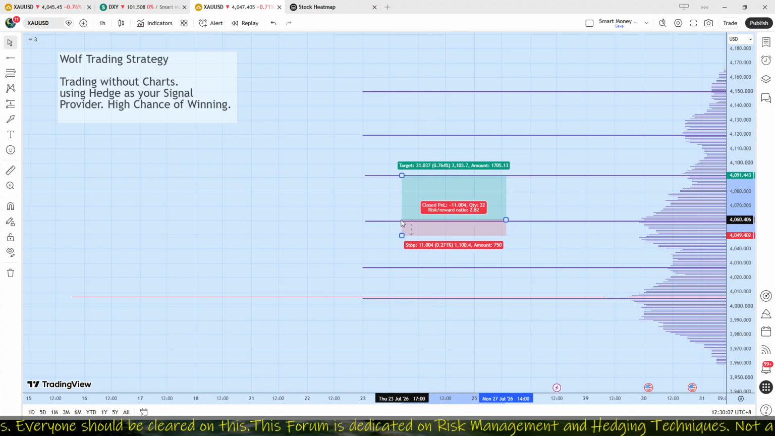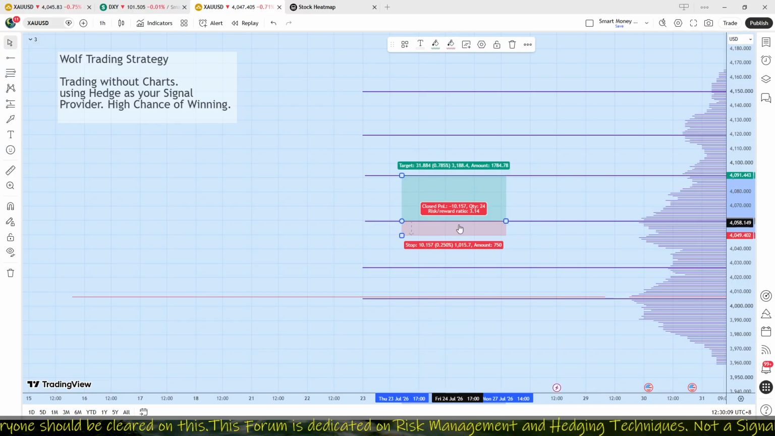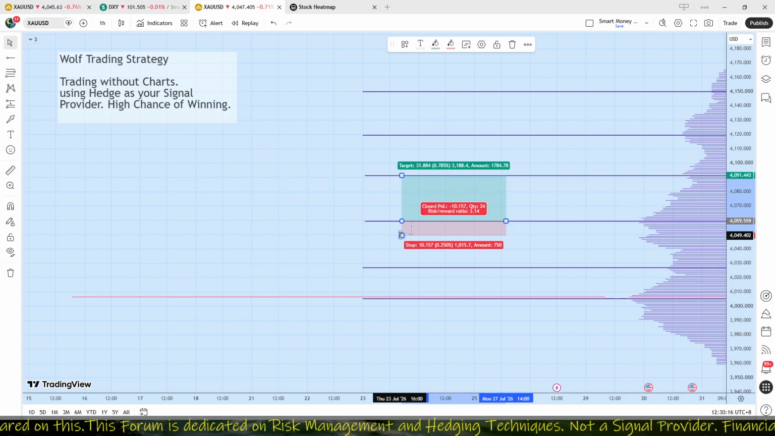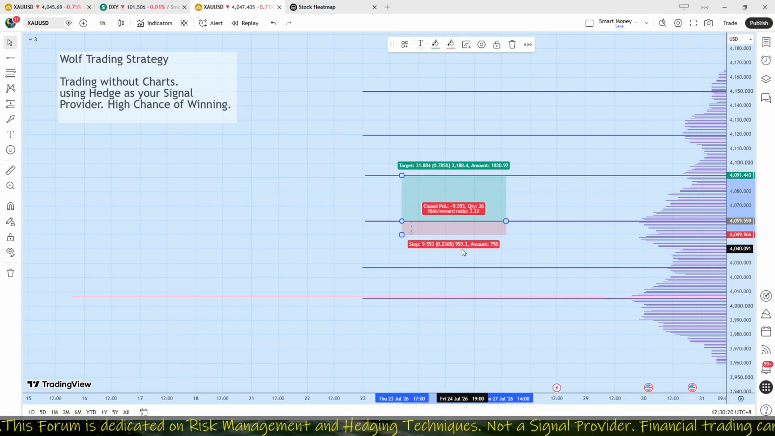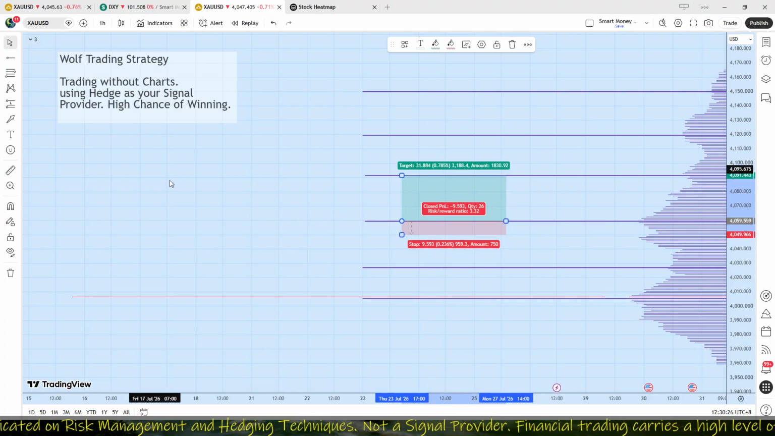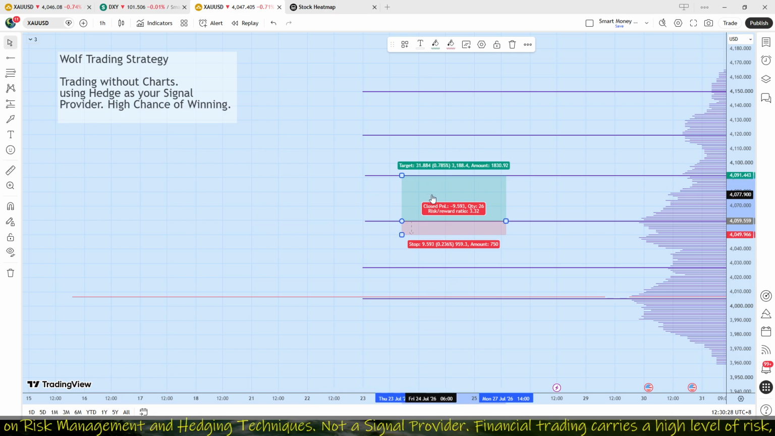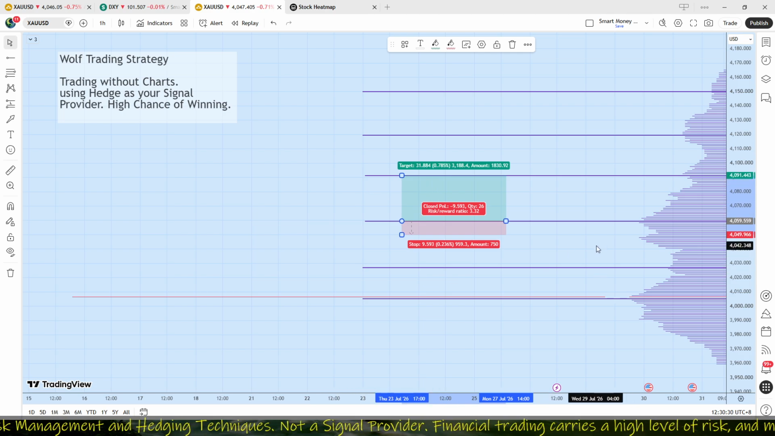Wait, let me squeeze this. Yes, something like this. Oh wait, I need to fix my position. Sorry, the stop is 959. This is the pending buy order, guys, because the price is still below.